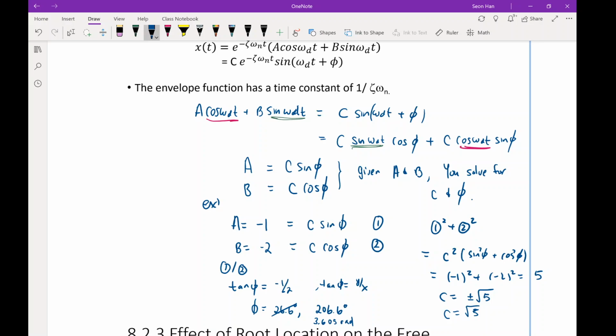So if I have -1 times cosine omega dt plus minus 2 sine omega dt, this can be written as square root of 5 times sine omega dt plus 3.605 radians. The reason why it has been radians instead of degrees is because omega dt is in radians. Omega d is always in radians per second, and t is in seconds, so that's in radians. So you have to write radians, right?